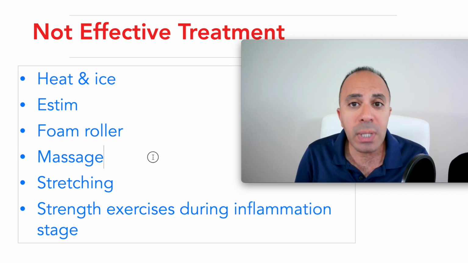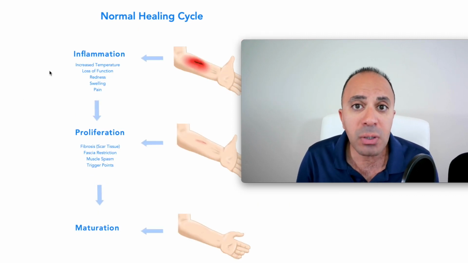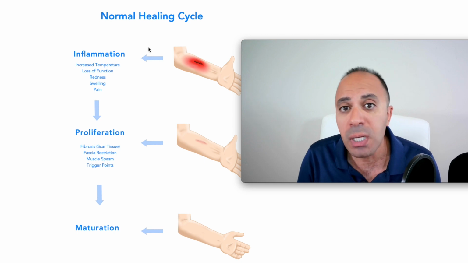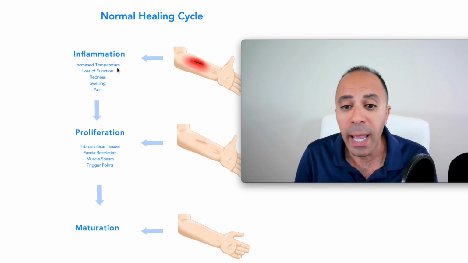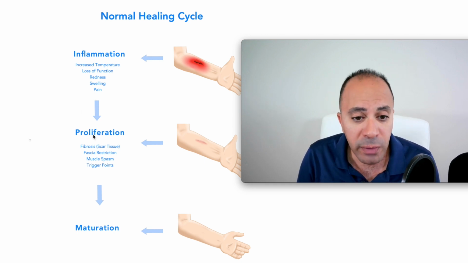So how do we really treat the frozen shoulder? We need to dissect the inflammation stage, what we need to do for the inflammation stage, and what we need to do for the proliferation stage.